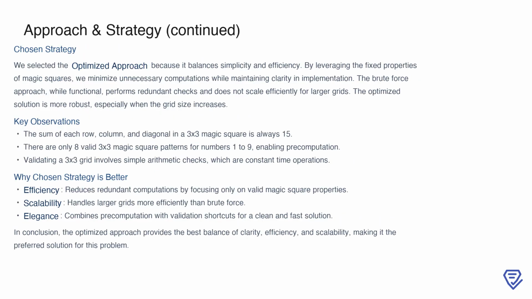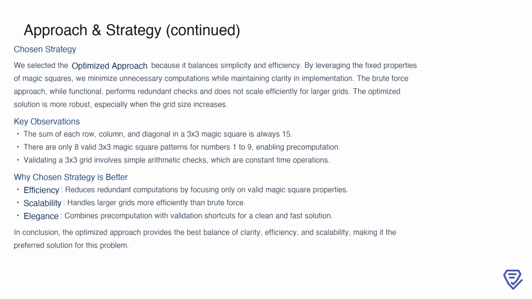The optimized approach was chosen as the final solution because it strikes the right balance between simplicity and efficiency. By leveraging the fixed properties of magic squares, such as their predictable patterns and constant row, column, and diagonal sums, we avoid unnecessary computations and focus only on valid subgrids. This strategy is particularly advantageous as the grid size increases, where the brute force approach becomes computationally expensive due to redundant checks.